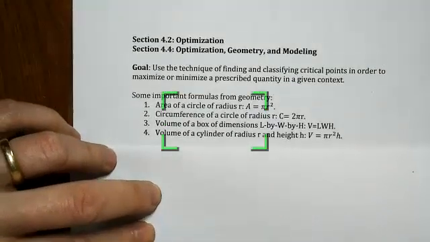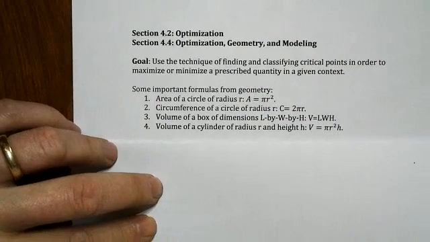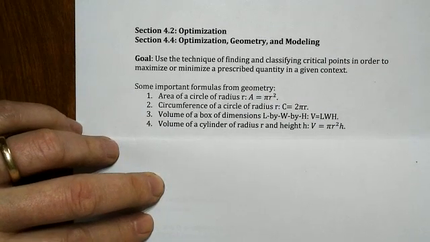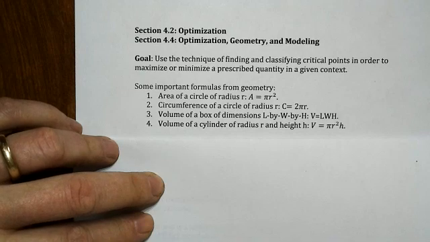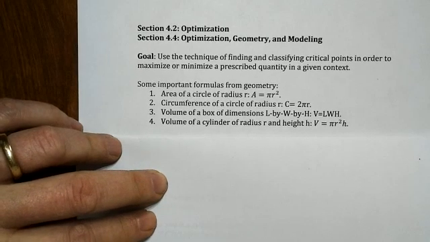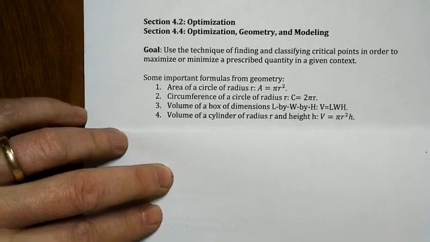Sections 4.2 and 4.4 deal with optimization, geometry, and modeling. The goal of these sections is to use the technique of finding and classifying critical points, which is what we did in section 4.1, in order to maximize or minimize a prescribed quantity in a given context.